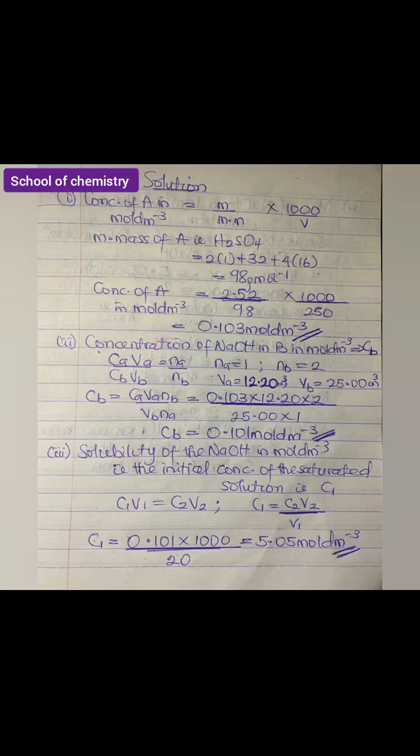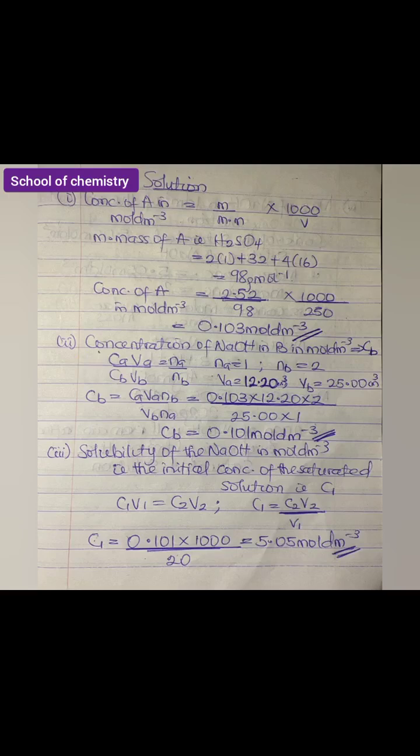Now, the conc of B, like I said, will be my C2 in the dilution factor, because I took 20 cm cube of a saturated solution and dissolved it in 1000 cm cube of solution. So my initial conc of the saturated solution was not given. Whatever I get as B will be my final concentration, that is C2. We don't know how to get C2 in any other way because it's not standard in any form. That's why we are simply using CAVA over CBVB is equal to NA over NB.